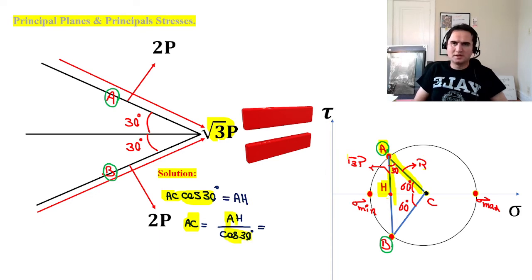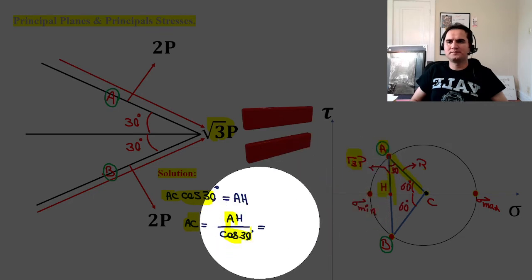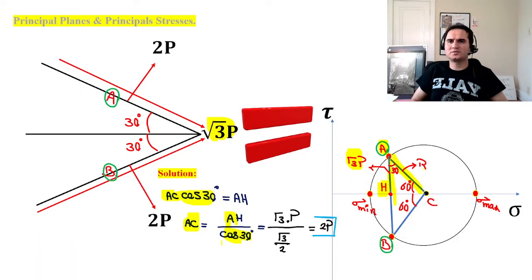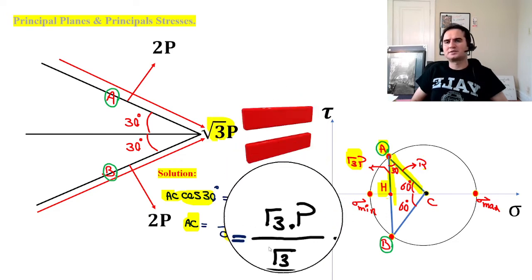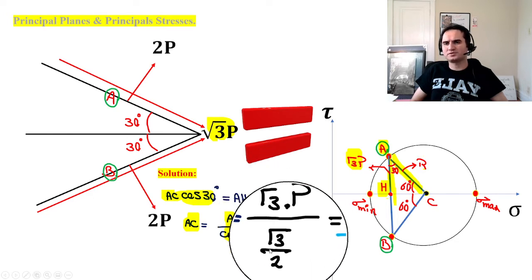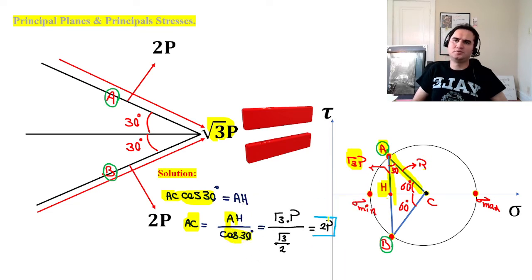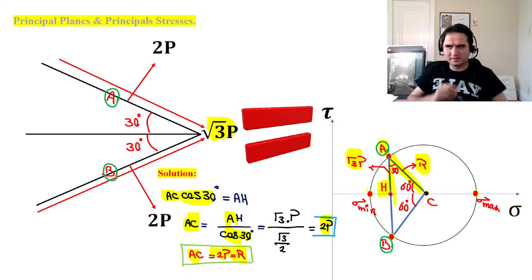We do know the amount of AH, that's square root of 3 times p, and cosine of 30 is square root of 3 over 2. So that's square root of 3 times p over square root of 3 over 2, and that goes by 2p. So we do know our radius is 2p. What else do we know? AC is 2p and that's also equal to the radius. What else do we know?